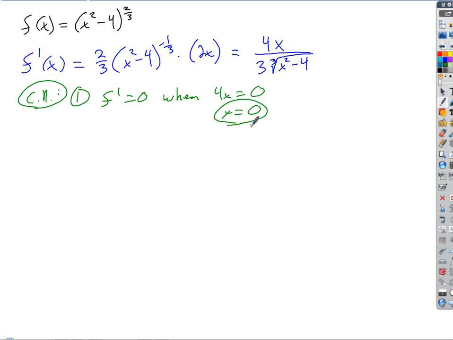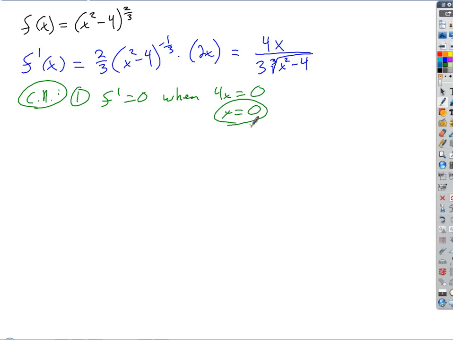Okay, so what about the bottom? On the bottom, where is this going to be undefined? Now we got two things we have to look at here, right? We would say that the derivative is undefined when either the bottom equals 0, or we take an even root of a negative number, right? What about an odd root? An odd root is fine. What is the cube root of negative 8? Negative 2, right? Okay, that's fine. We can do that.